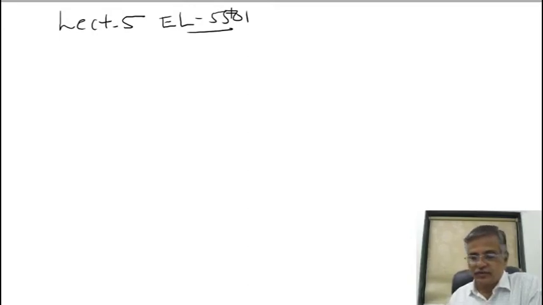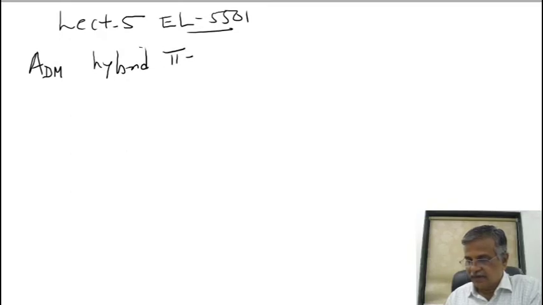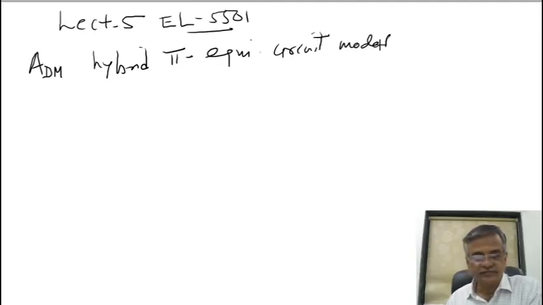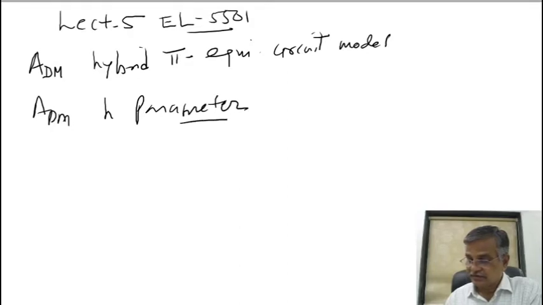In the last lecture, we have seen how to derive the equation of differential gain with the help of the hybrid pi equivalent circuit model. Today we will derive also the ADM with the H parameters circuit model.